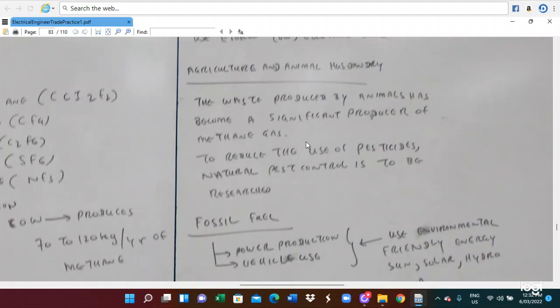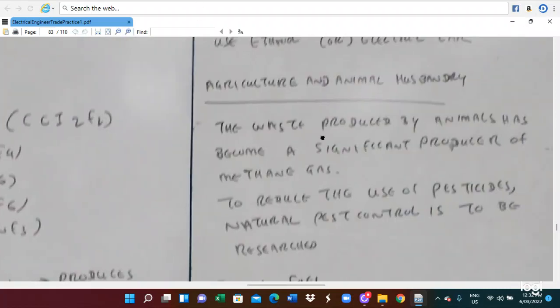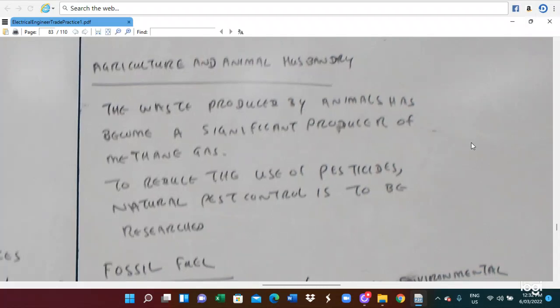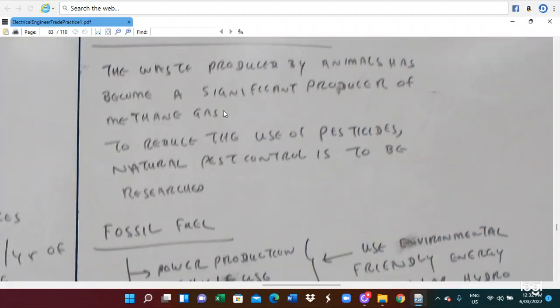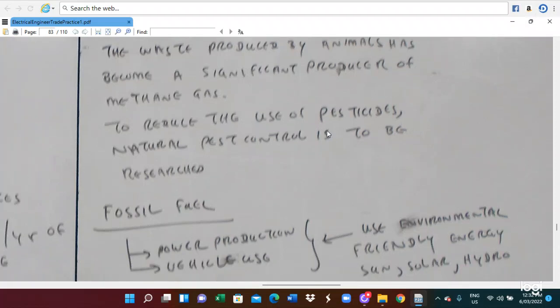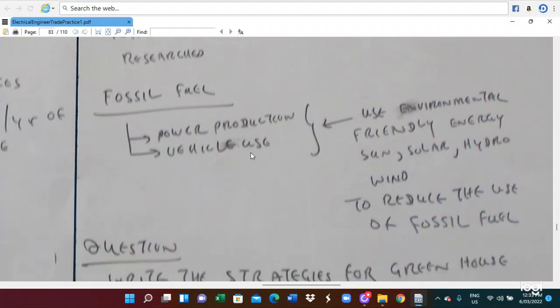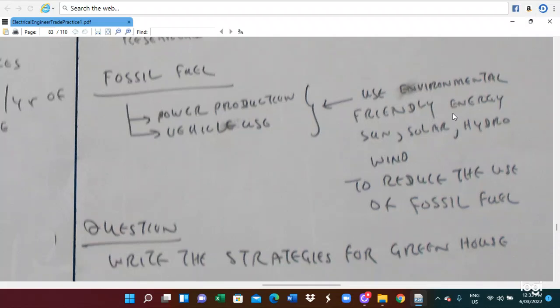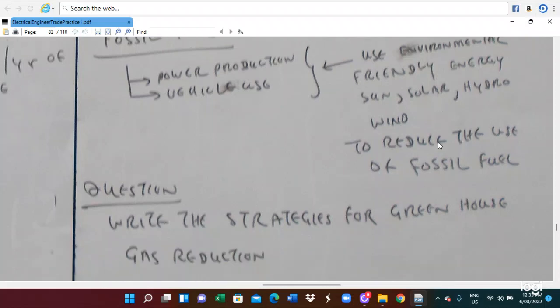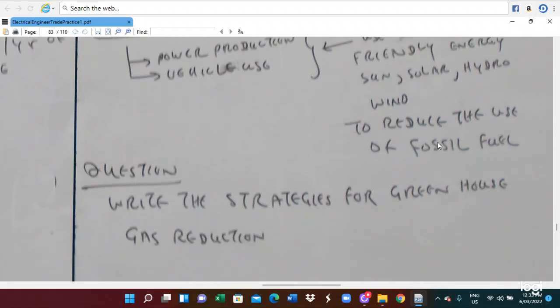In this case, agriculture and animal husbandry methods are also important. The waste produced by animals becomes a secondary source of methane gas. To reduce the use of pesticide, natural pest control should be utilized. Power generation and usage produce fossil materials, so we have to utilize appropriate environment-friendly energies, natural energy, sun, solar, hydro and wind, to reduce the use of fossil material.